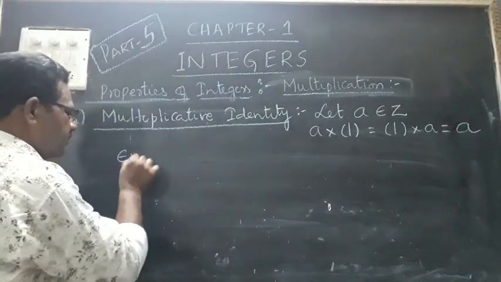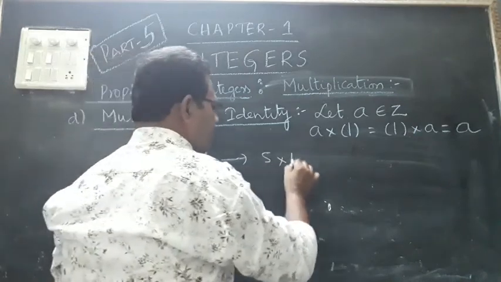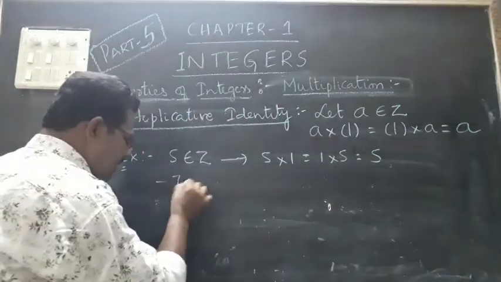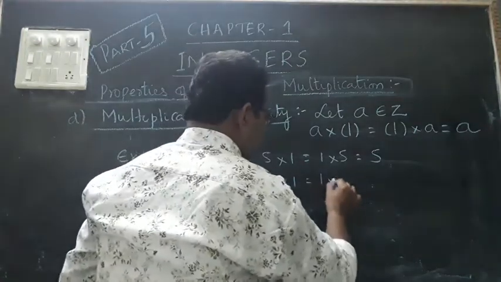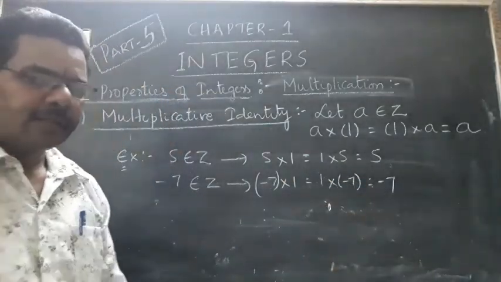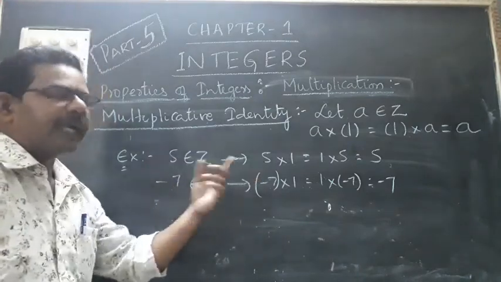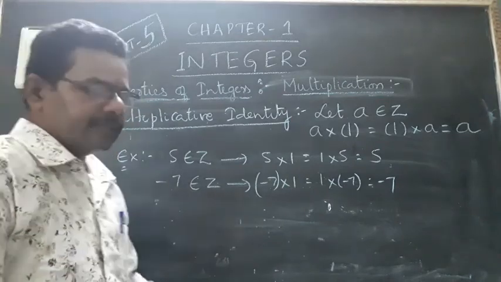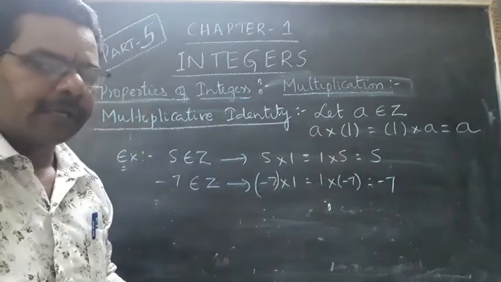For this example, I am taking 5 belongs to the set of integers. Then 5 into 1 is equal to 1 into 5 is equal to 5. -7 belongs to the set of integers. -7 into 1 is equal to 1 into -7, which is equal to -7. The same number we are getting. If you multiply with 1 also, we are getting the same number. So multiplicative identity exists in the set of integers. Next, see, identity means we have taken only 1. 1 is the number we have taken.